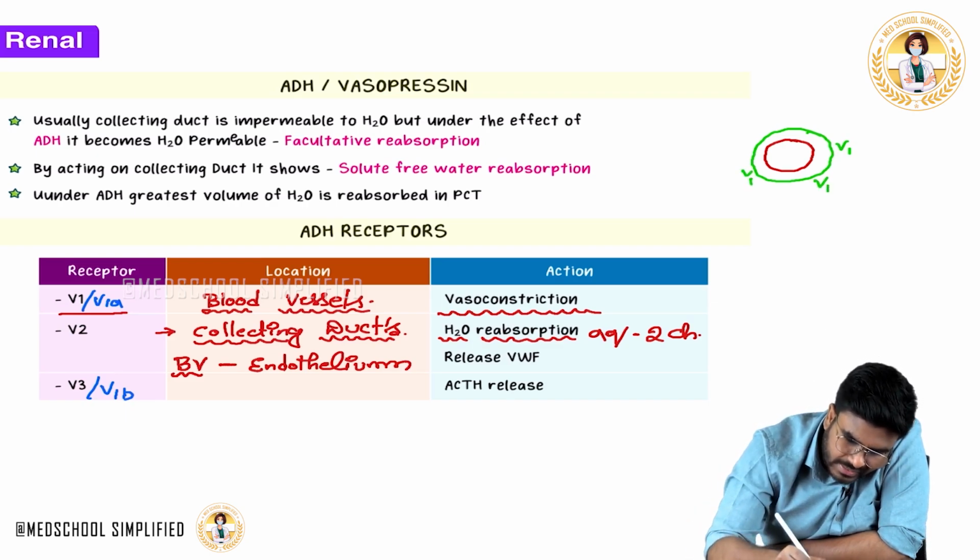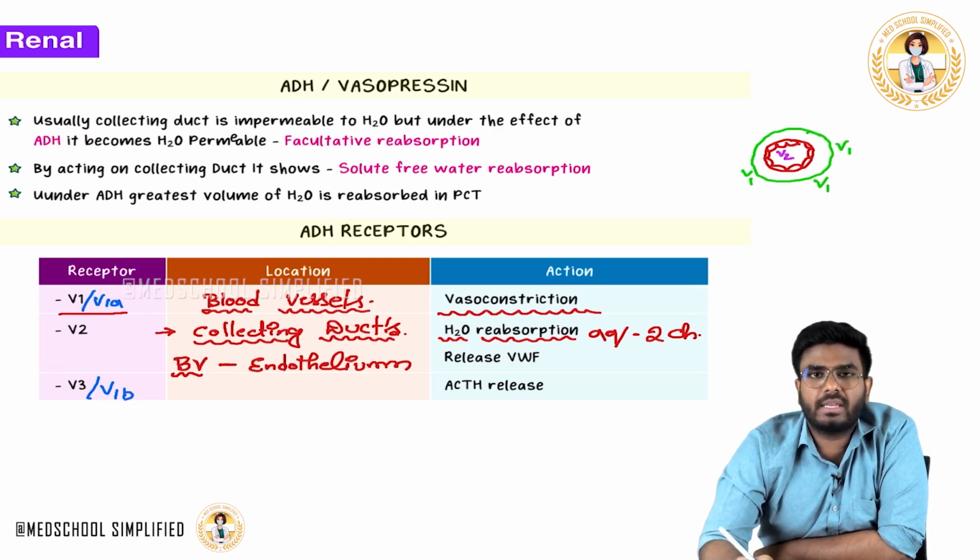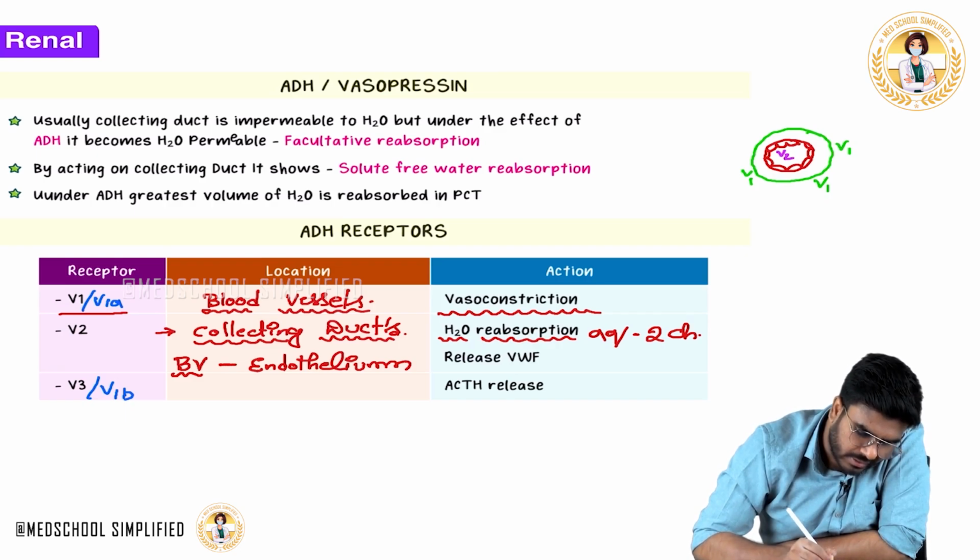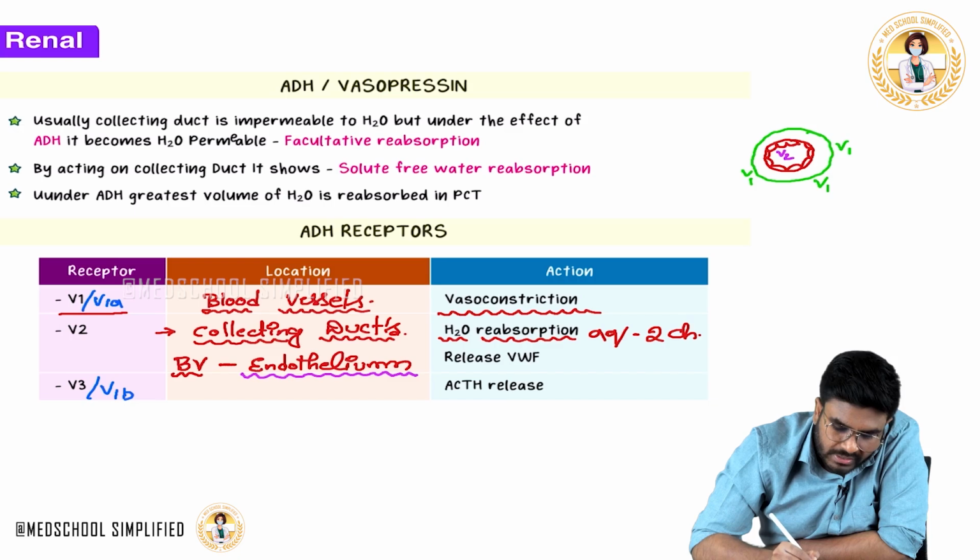Now inside the blood vessels, which lining is present? There is the endothelial lining, and on this endothelial lining there are V2 receptors present. If you stimulate these endothelial V2 receptors, the endothelium will start to release von Willebrand's factor.